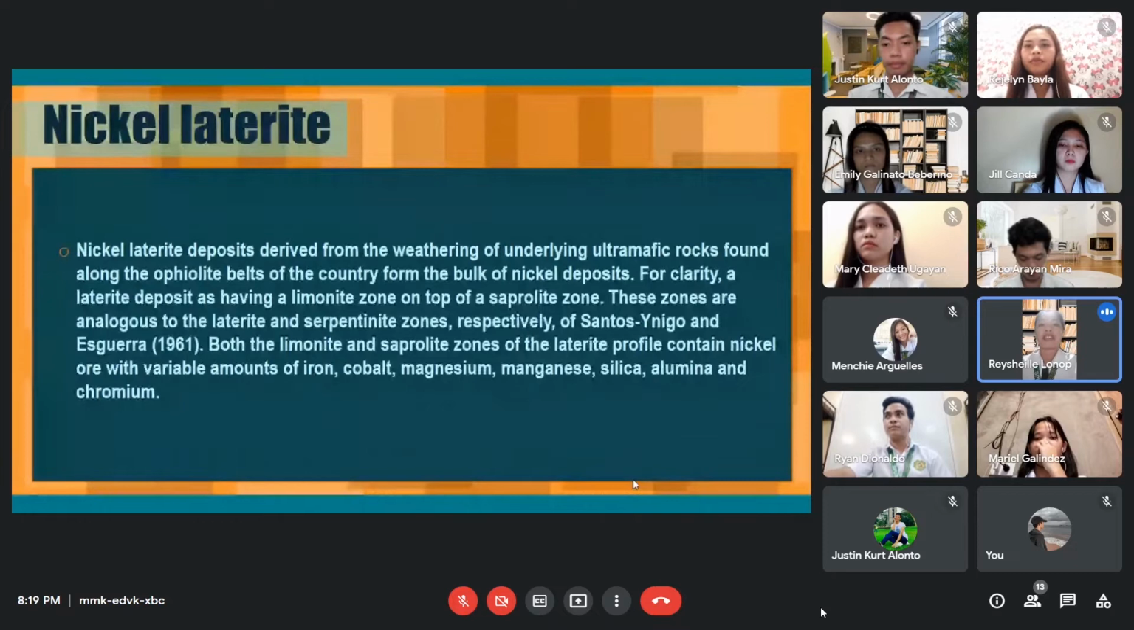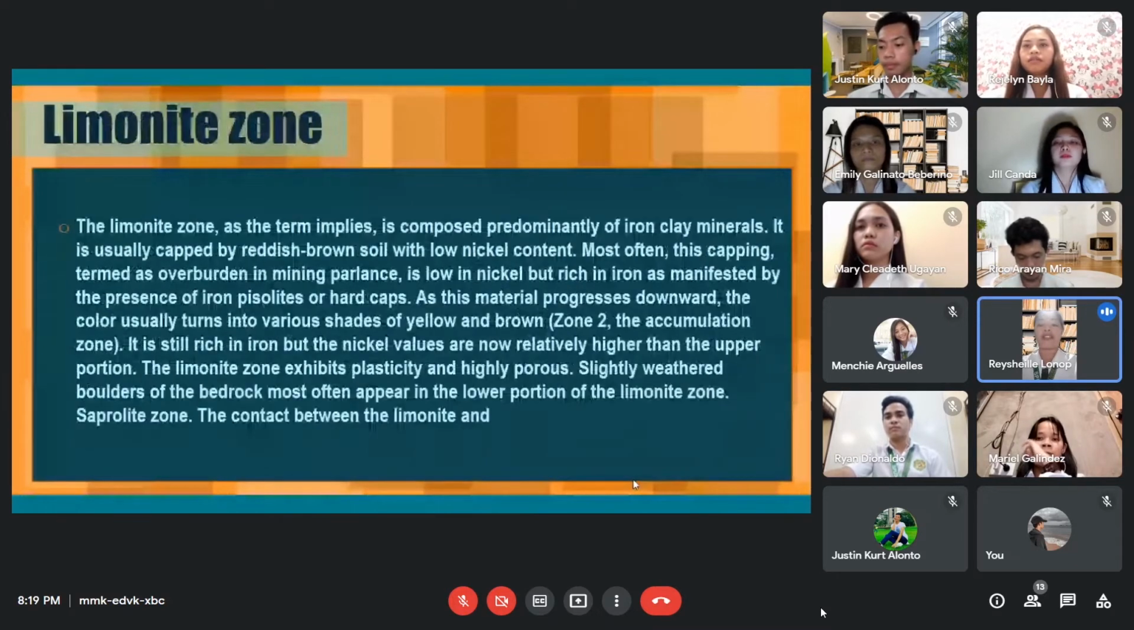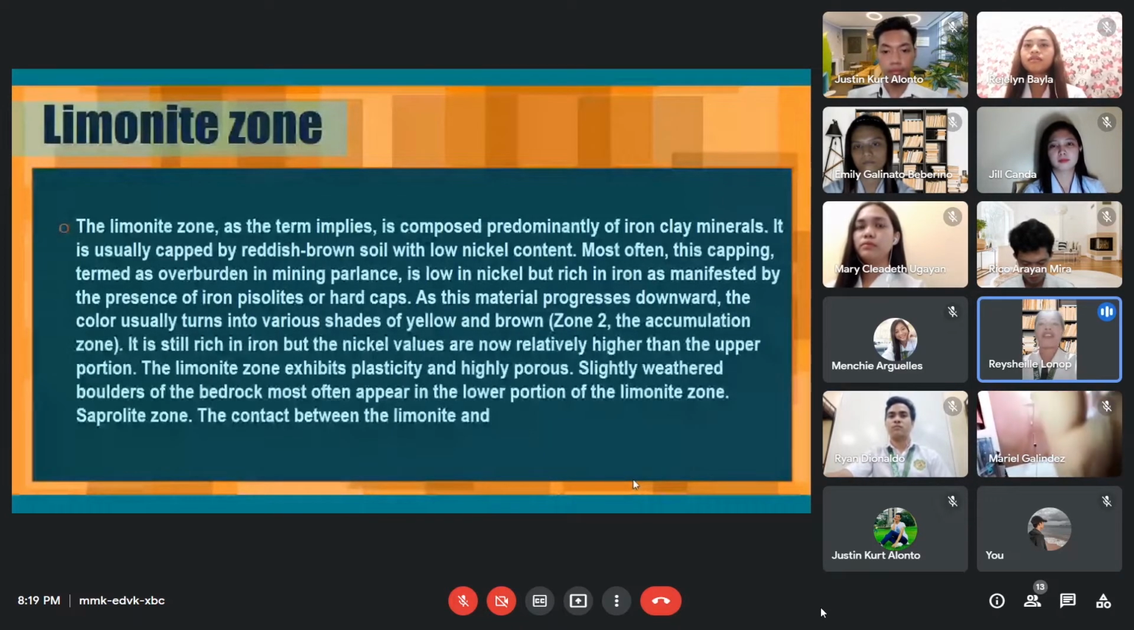Most deposits tend to be capped by a zone of iron oxide or hydroxide clays named the limonitic zone. Most metals other than iron have been removed from this layer during weathering. As you get deeper into the layer, nickel concentrations usually increase. Its color is light brown to brown or yellowish brown. Limonite zone is high in nickel and low in iron.